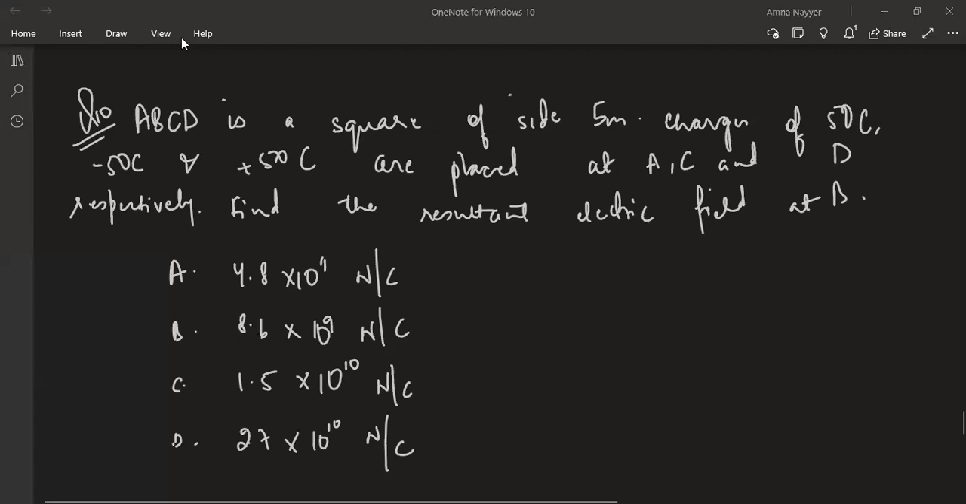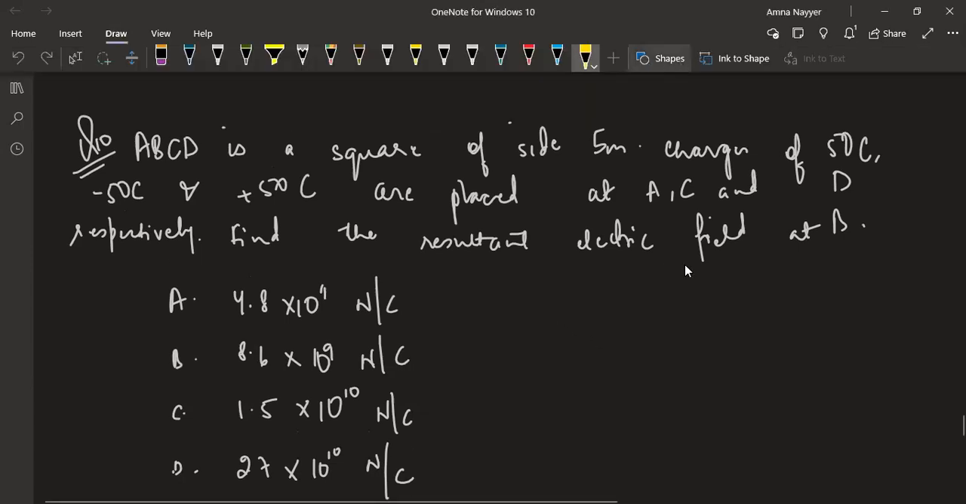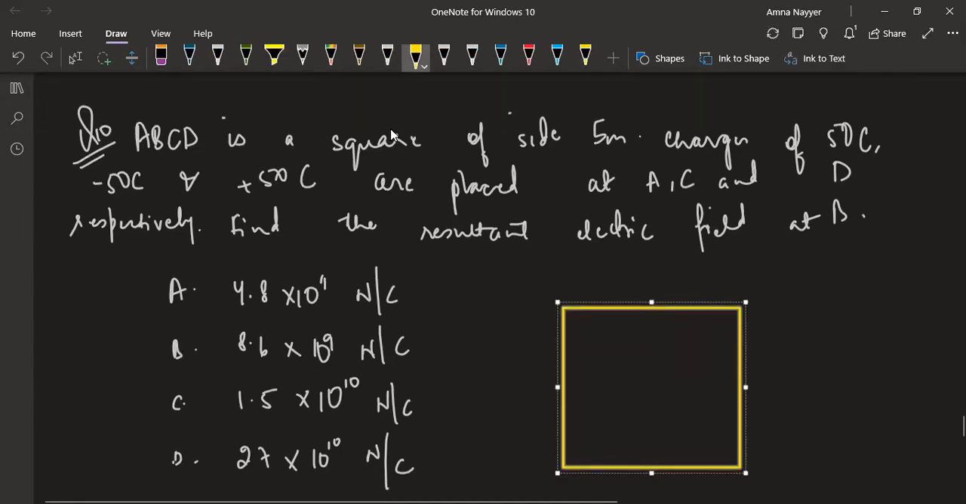See here, class, any answers? Or do you need 2 minutes? Or shall I discuss this? Let me discuss it only. See, it's a square that is kept. Just a second.